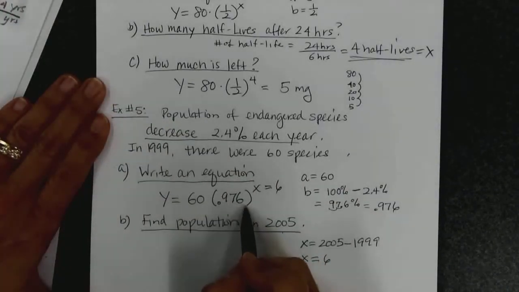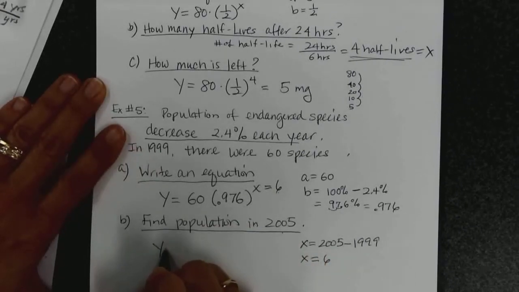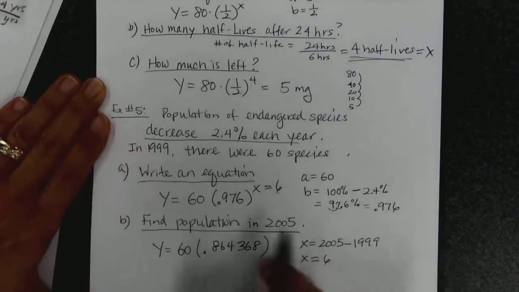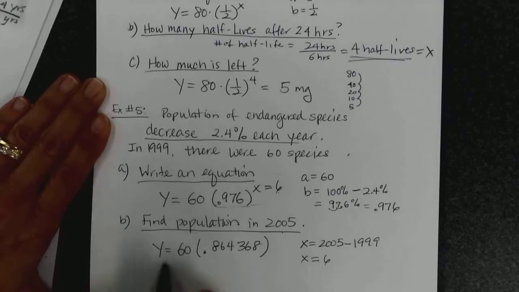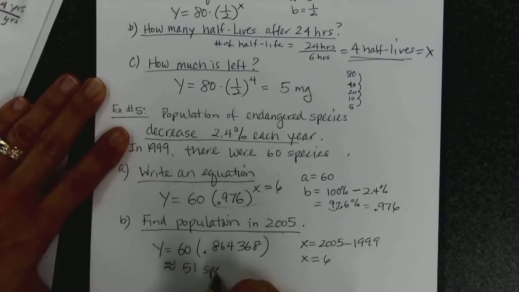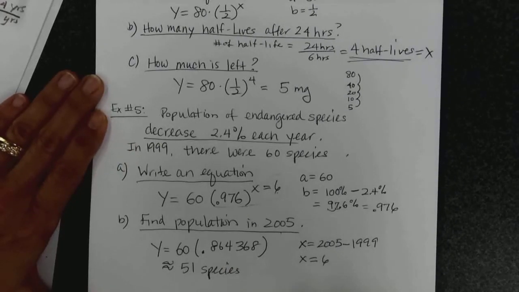So 0.976 to the 6th power gives me 0.864368. Taking this times 60 gives me approximately 51 species in 2005.